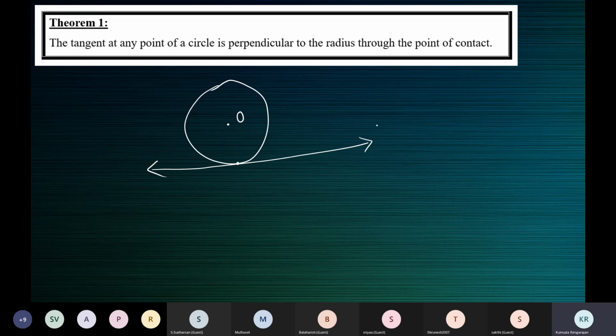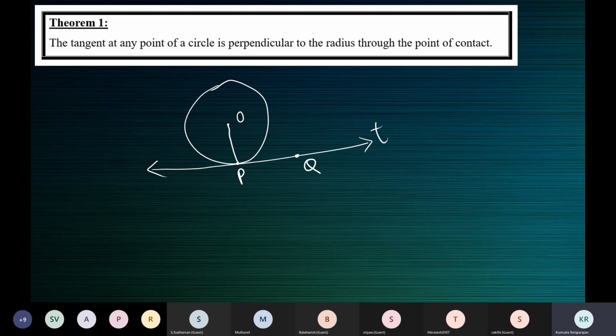So tangent T or L, point of contact P. Take any other point on the tangent other than P. We know that OP is the radius through the point of contact. We need to prove that OP is perpendicular to the tangent.